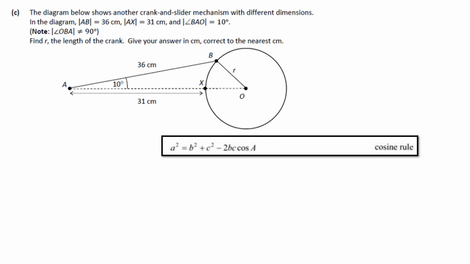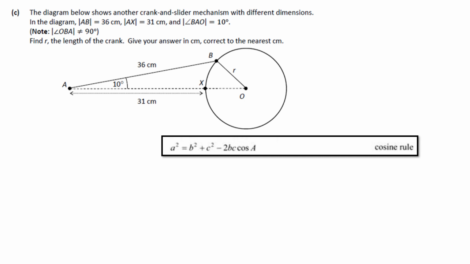The diagram below shows another crank and slider mechanism with different dimensions. In the diagram, AB is equal to 36 centimeters, that's given on the diagram. The length of AX is 31 centimeters, again given on the diagram. And angle BAO is 10 degrees, again given on the diagram. It tells us that angle OBA does not equal 90 degrees. So find OR, the length of the crank.